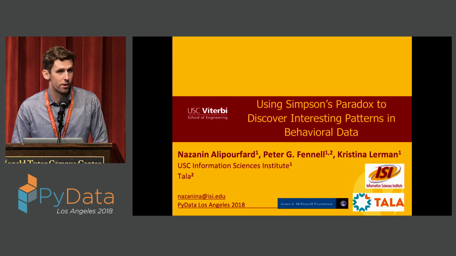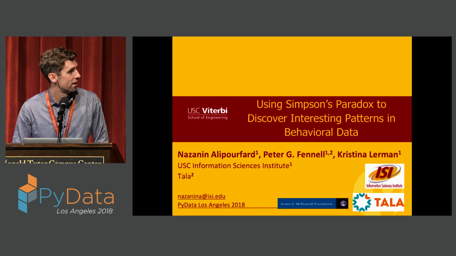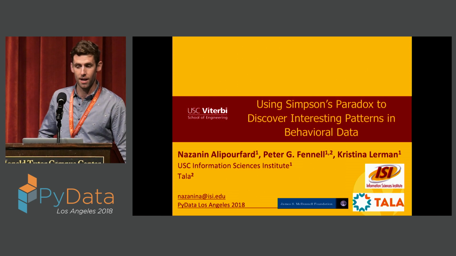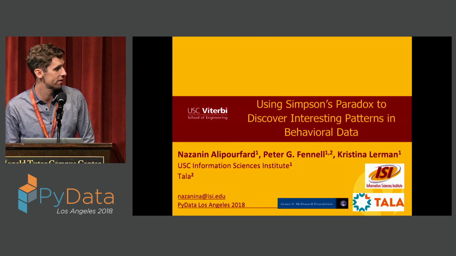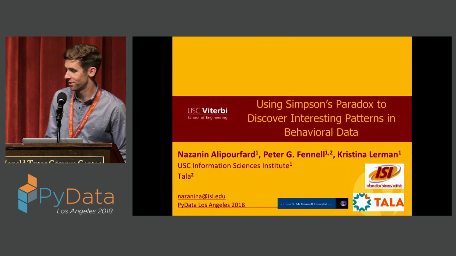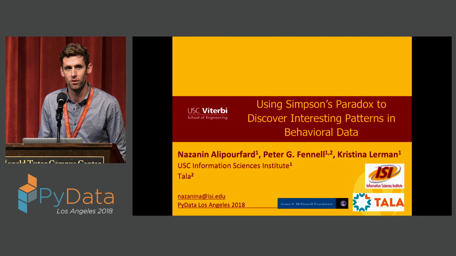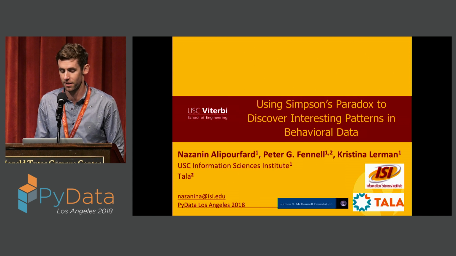So we're going to talk a bit about some statistical tests and algorithms that we produce to find occurrences of Simpson's paradox in data. I'm just going to talk a bit about what Simpson's paradox is and the algorithms that we use to detect it. And then Nazanin is going to give a live demo of some GitHub code that we have for looking for cases of Simpson's paradox in data.